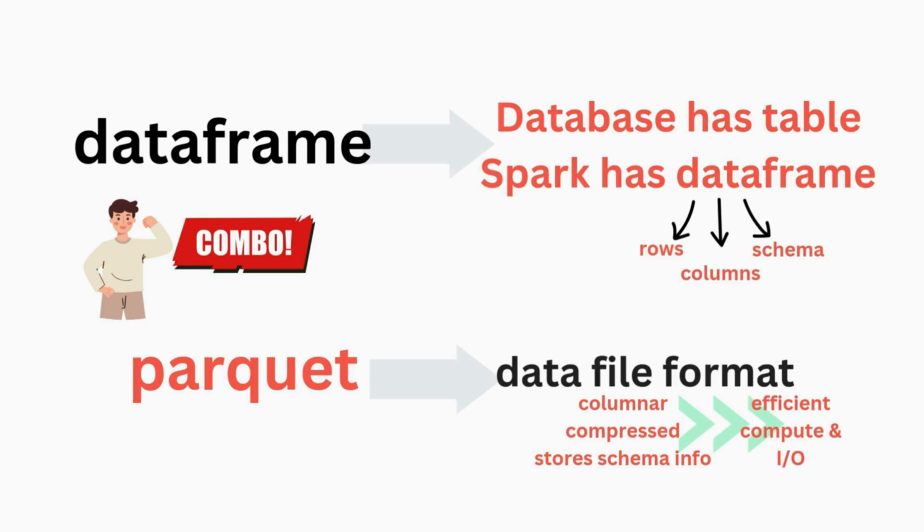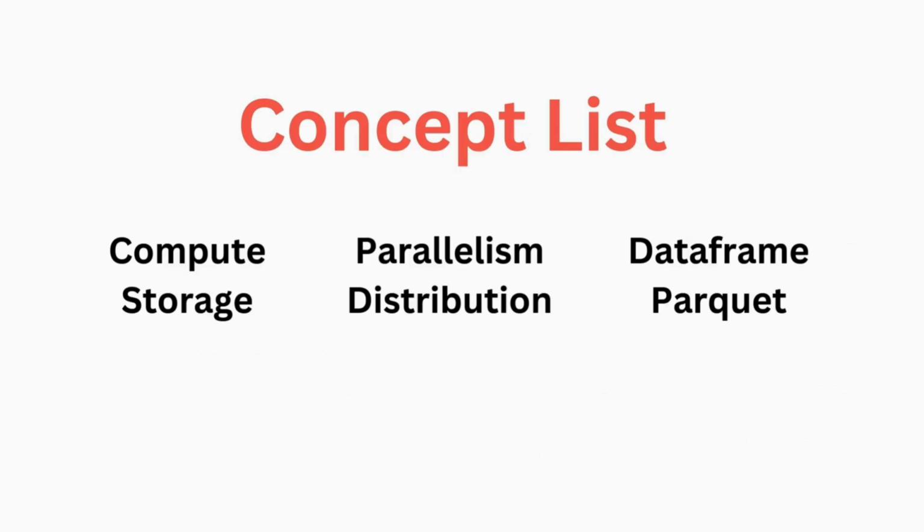Most of the recent advancements we have seen, like Apache Hudi and other formats, those also use Parquet at the backend. So if you are clear with this concept, here is your updated concept list. You should keep compute, storage, parallelism, distribution, Dataframe, Parquet in your mind while writing PySpark applications. During this tutorial, I'll continue to add more and more concepts as and when we need it. I'm not trying to push all the concepts in one go so that you don't get overwhelmed. If these concepts are clear, let's proceed and write our first PySpark application.